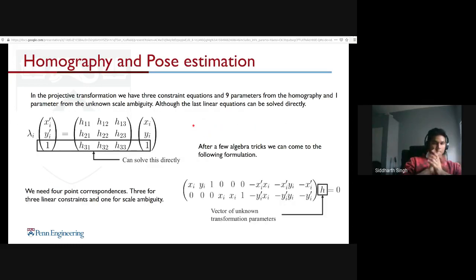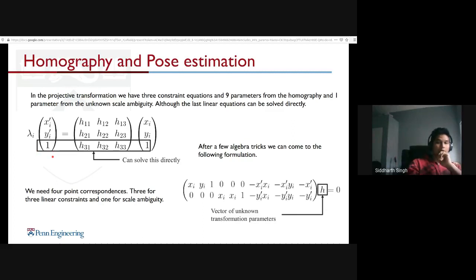Now we'll take care of the scale ambiguity, right? If you remember, we had formed an assumption of keeping all the points on one plane, and that helped us in solving this directly, right? So these are linear equations, this can be solved directly, and we have 9 parameters from the homography, and we have 1 parameter from the scale ambiguity that we need to find, right?